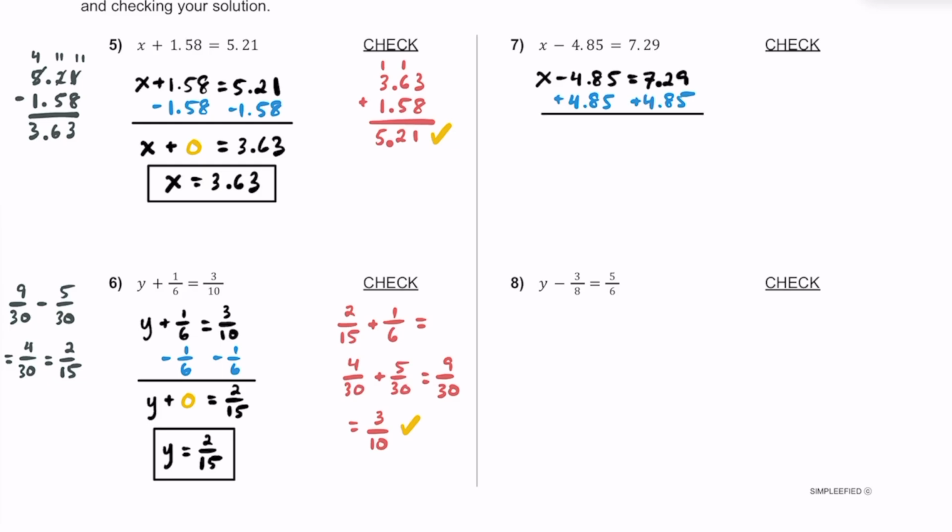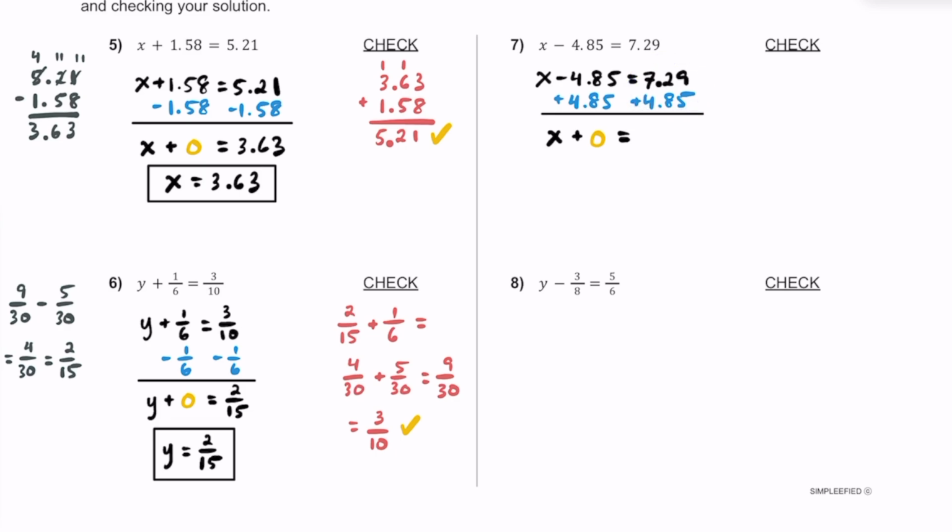All right, on the left side, what's going to happen here? Well, this negative 4.85 and positive 4.85, those are opposites. So when you add opposites, you always get 0. So we're going to get x plus 0 is equal to, and what's going to happen over on the right side? Well, on the right side, we're going to have to go ahead and add these two numbers together here and see what that's going to be.